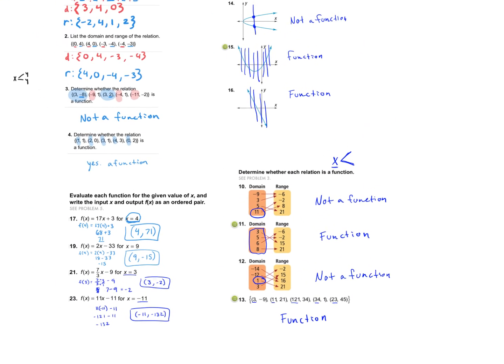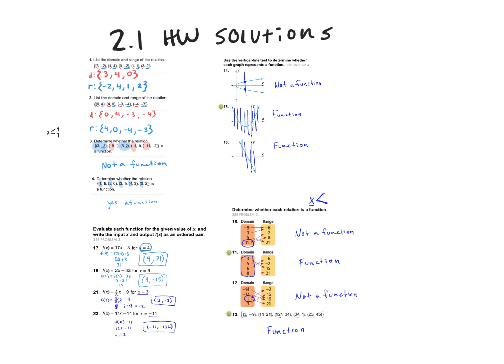Alright, so that's it for 2.1 homework. Remember that you have to check your work for your homework and turn in the solutions with the corrections on top of it. So the homework's going to be graded on accuracy and your ability to follow the instructions. So just make sure you check out Canvas if you have any questions on what you need to do, because it explains it all there.